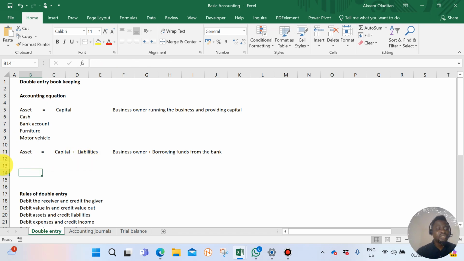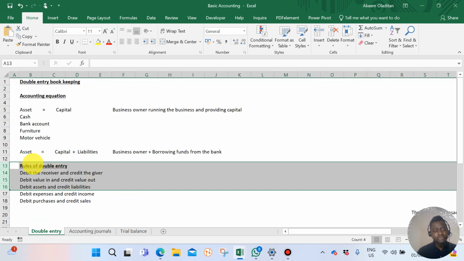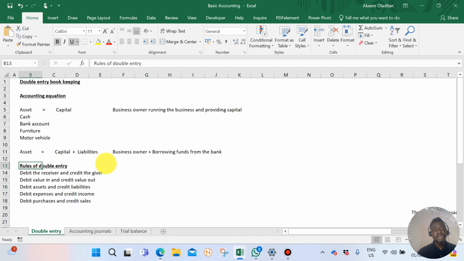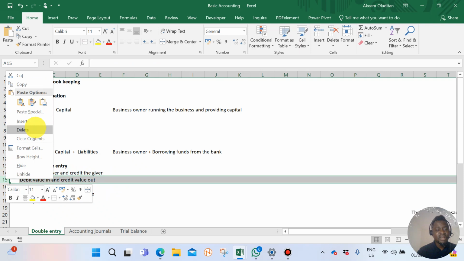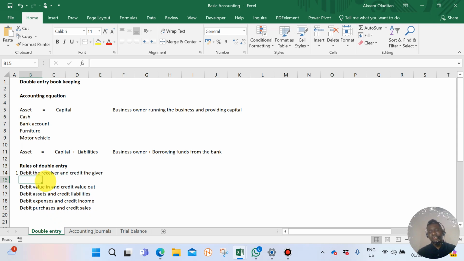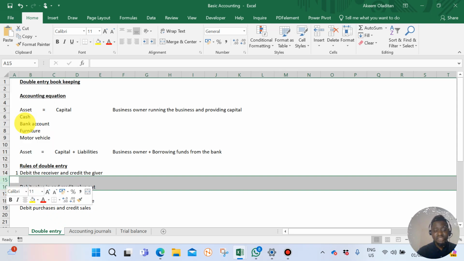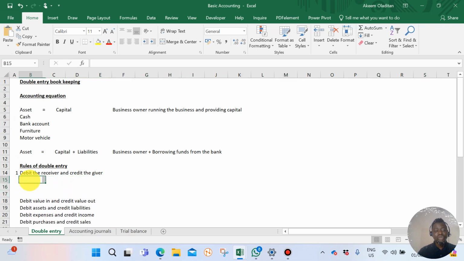So let's now go down to understand what we mean by double entry bookkeeping. There are certain rules of double entry that we need to understand. So what are these rules? Number one rule is that we debit the receiver and credit the giver. What does this statement mean? When you say debit the receiver and credit the giver, it means that at every point in time in any business transaction, you have a party that is giving and a party that is receiving.